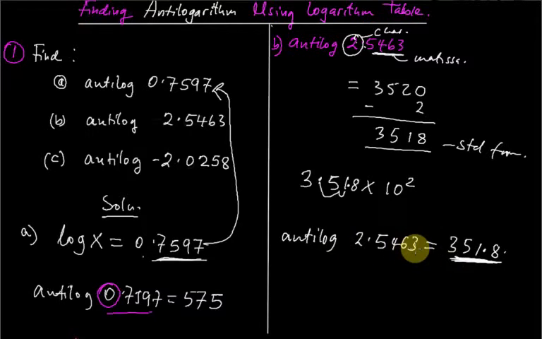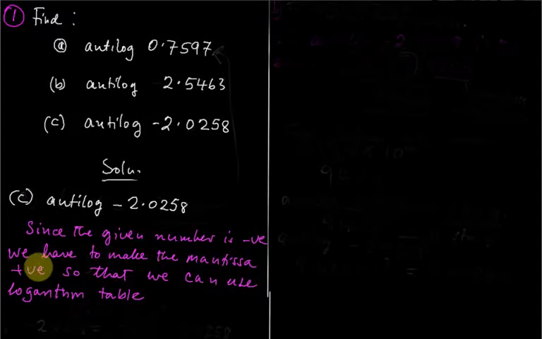Okay, now we move to our last one, which is challenging a bit. The last one is to find the antilog of minus 2.0258 from the logarithm table. Now this is our last example here, which is to find the antilogarithm of -2.0258. Now you see this is -2.